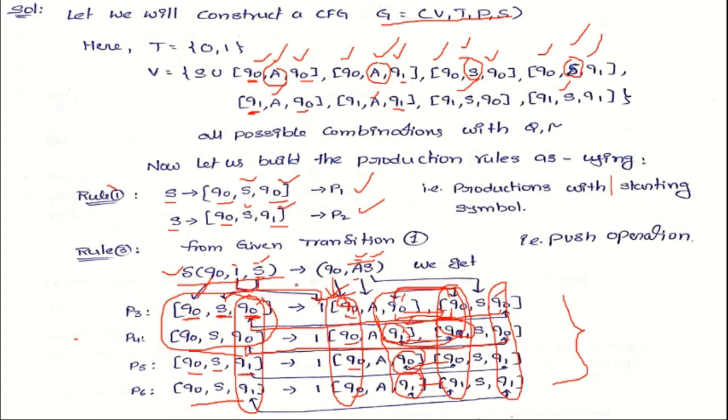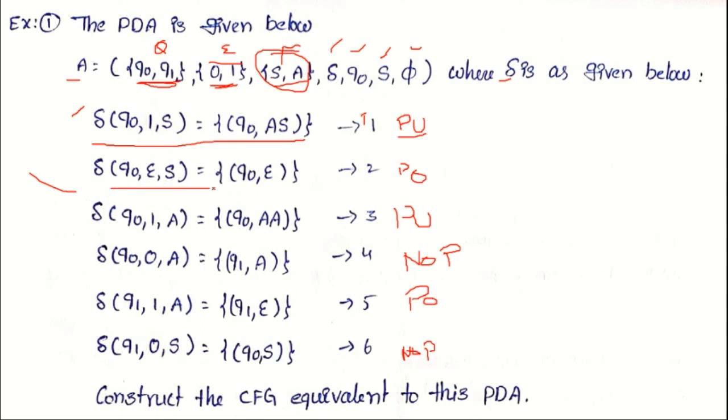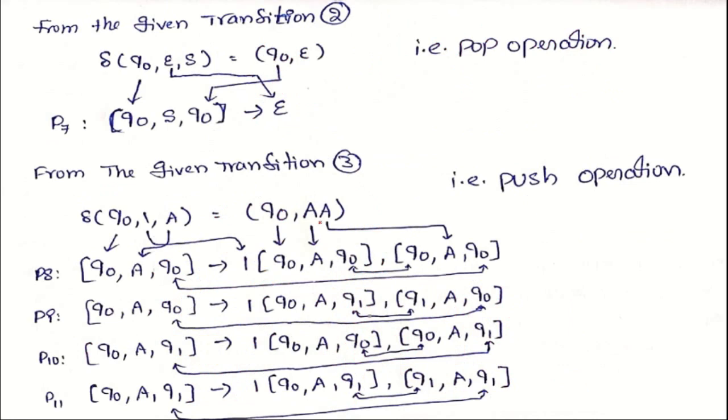Next we consider the second transition from the PDA diagram and try to convert it into its equivalent production rule. This transition is to perform the pop operation. A pop operation always derives only one production rule. Here the transition from the given PDA is: Q0 is the current state, input symbol is nothing, and top of the stack is S, then go to the next state, the same Q0, and perform the pop operation.